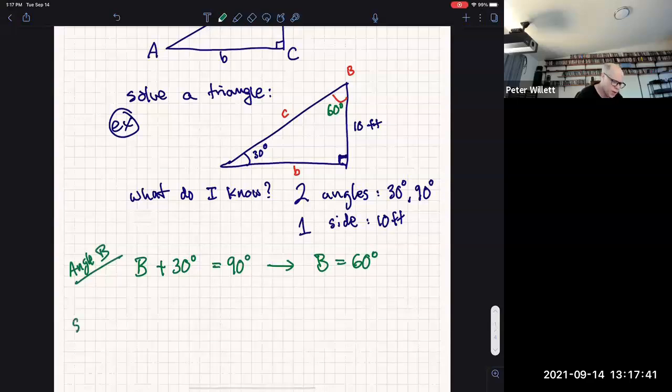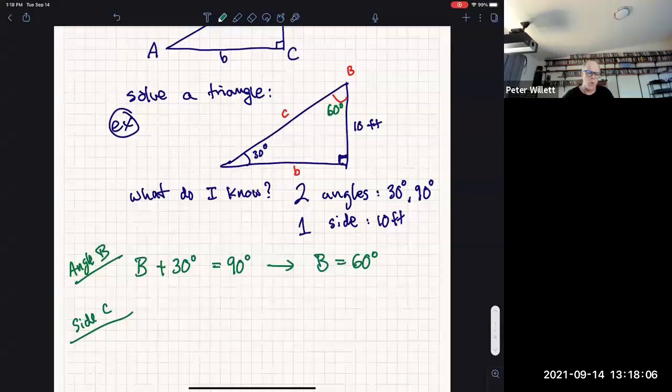So now let's do side C. So we want to know what that hypotenuse of this right triangle is. Well, if we knew both of the other sides of the right triangle, then we could use the Pythagorean theorem to find out the missing side. But we don't. We just know one of them. I don't know B, and I also don't know C. So what we want to do now is use a trig function. And what we want to look at is the side that we know and the side that we want.